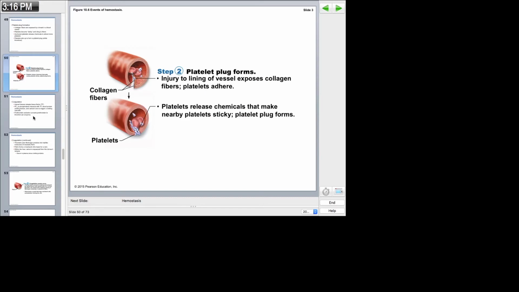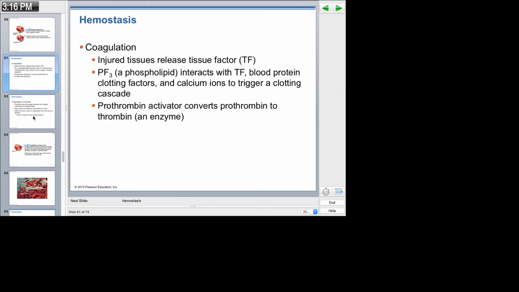Now that we've got the plug preventing the loss of blood from the blood vessel, the third mechanism of hemostasis is clotting, or coagulation. There's 3 stages of this, and we're going to break it down nice and easy. Stage 1 is the formation of prothrombinase. Stage 2 is the conversion of prothrombin to thrombin. Stage 3 is the conversion of fibrinogen to fibrin.